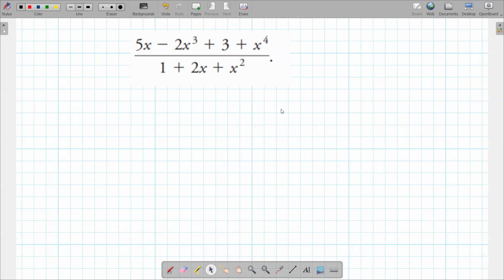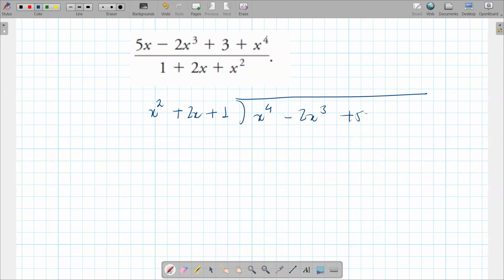So let's set this up. Always have the divisor and the dividend in descending order of powers, in decreasing power, like that. So here you have x^4 minus 2x^3 plus 5x plus 3. That's the setup.